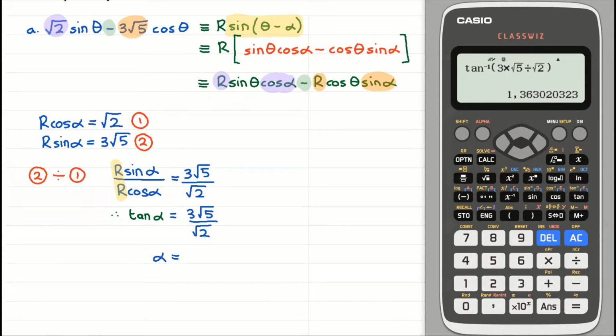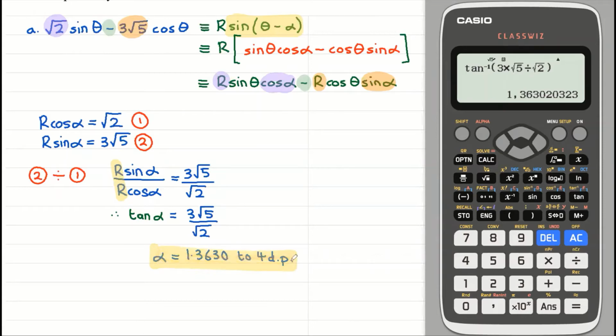So my solution is going to be 1.3630 radians to 4 decimal places. Okay, so that's good. So we've now got our alpha set up, which will go into our identity momentarily.